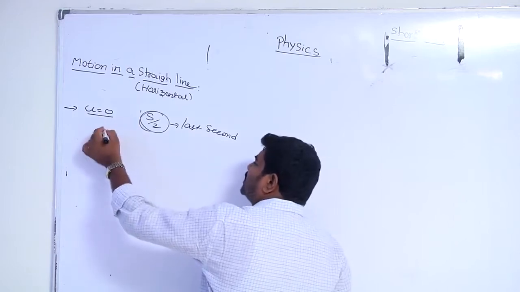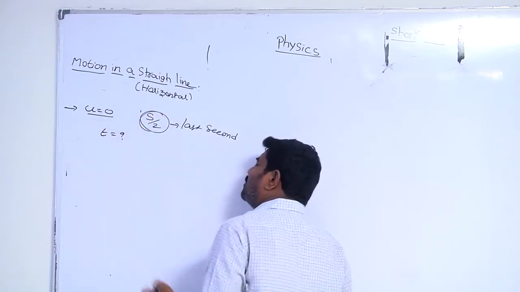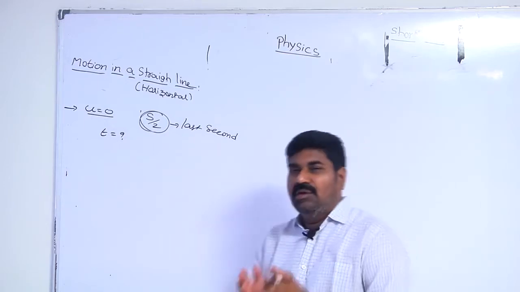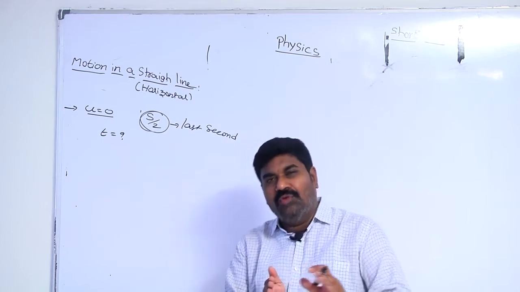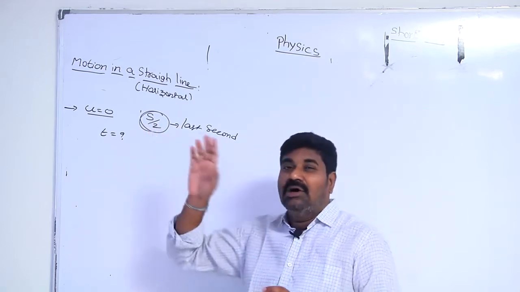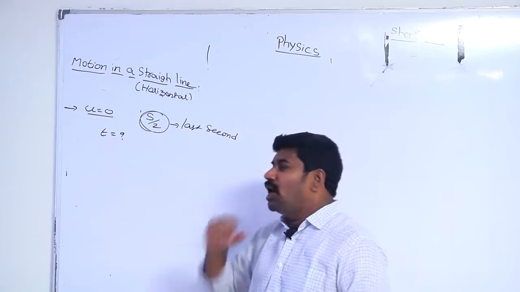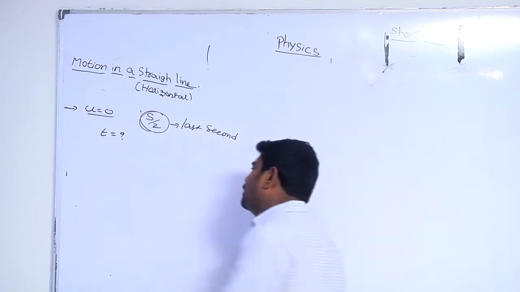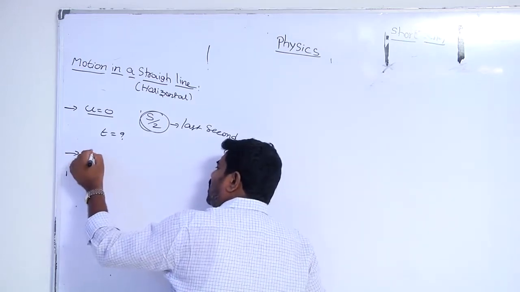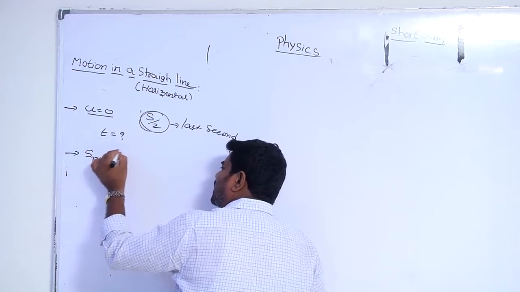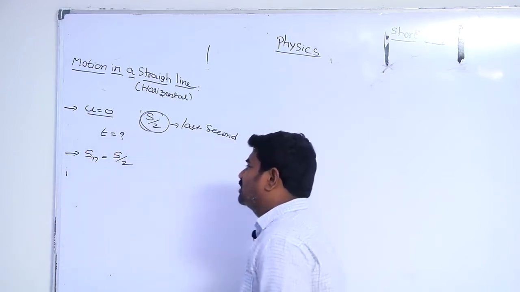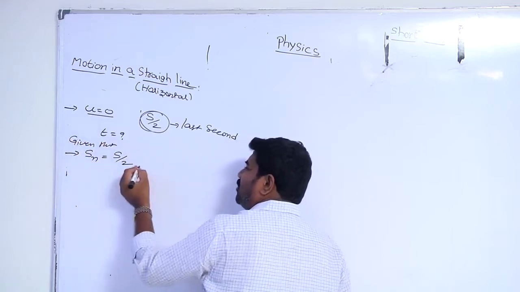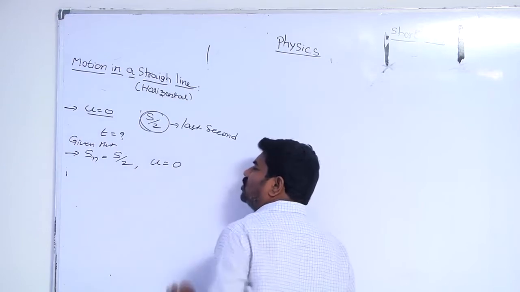Then, what is the time taken for the total journey? The body starts from rest, moving with uniform acceleration. It covers half of the total distance in the last second. Then what is the time of journey we want to find? Here, in the last second means in the nth second, what is the distance covered? S by 2. Given that Sn is equal to S by 2, initial velocity is equal to 0.